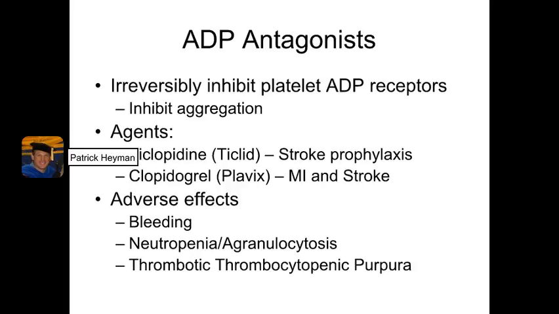Next, we have ADP antagonists. These are going to bind to platelet ADP receptors, which is going to inhibit platelet aggregation. As far as agents, the particular one that you're going to know is clopidogrel, which is used for both MI and stroke and can be used as treatment or prevention. There are some newer ones out there, but clopidogrel is probably still the number one prescribed on an outpatient basis.